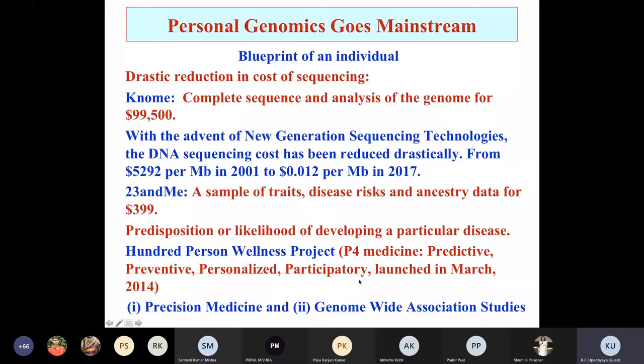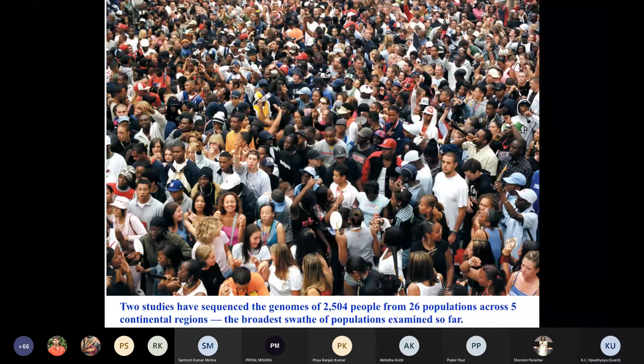And then 99%, that 1%, everyone looks different here. Of course, there are two studies which sequenced people from 2,504 individuals, 26 populations across the five continental regions. And this is how the variations exist. And these variations, as I said, are 0.1% of the nucleotide sequences. And these, of course, we now call single nucleotide polymorphisms, the majority.